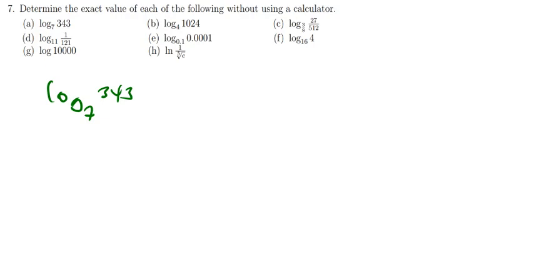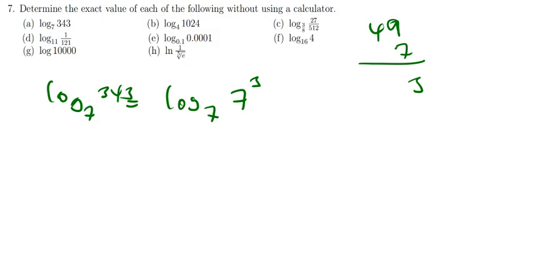Because 7 to the power 2 is 49. What of 7 to the power 3? Guys, 7 to the power 2 is 49. So you say 49 times 7 again. That will give us 343. So this is the same as log base 7 of 7 to the power 3.